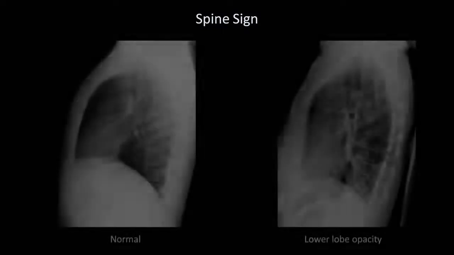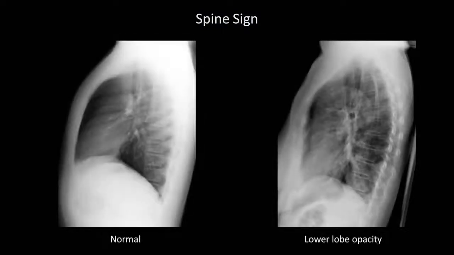For example, consider these two lateral films. On the normal film on the left, as one moves superior to inferior along the spine, there is a progressive increase in lucency such that the vertebral body just above the diaphragm is the darkest. In the film on the right, there is an increase in opacification as one reaches the inferior-most two vertebral bodies, just above the diaphragm, suggestive of a lower lobe opacity. It is not possible to tell from the lateral film alone whether this opacity is in the right lower or left lower lobe.